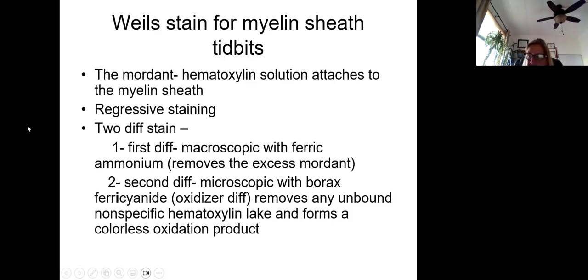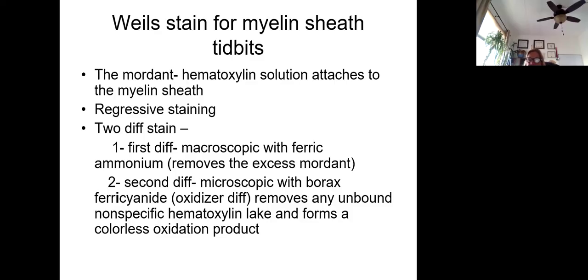For myelin sheath, the Weil's isn't used as often because we can do the same thing with the LFB, but it is still out there. So the mordant is the hematoxylin solution attaching to that myelin sheath. Then you're going to do a regressive staining. So you have two different stains.